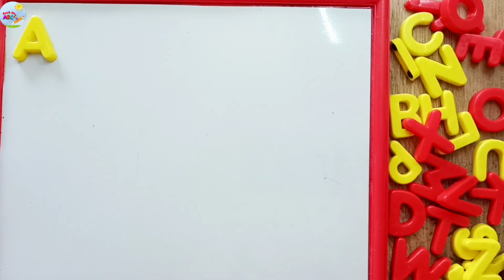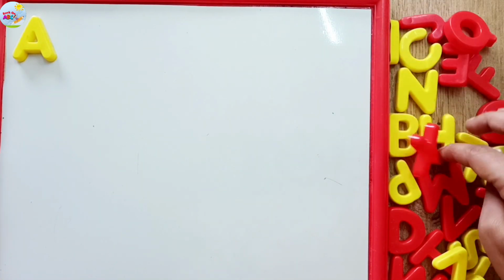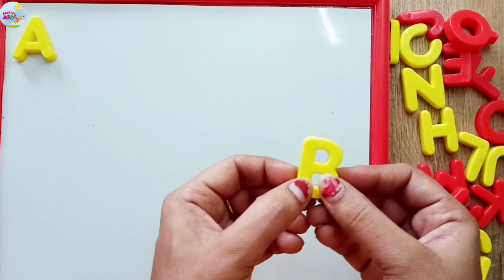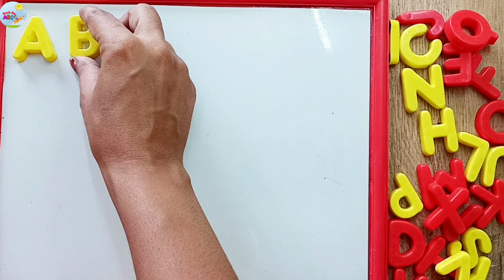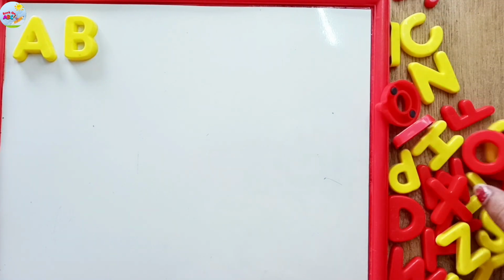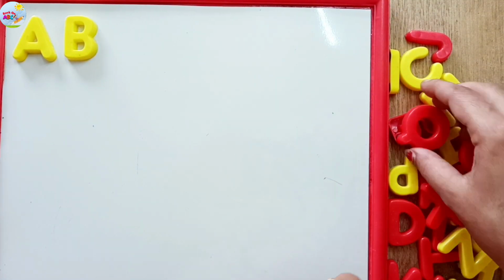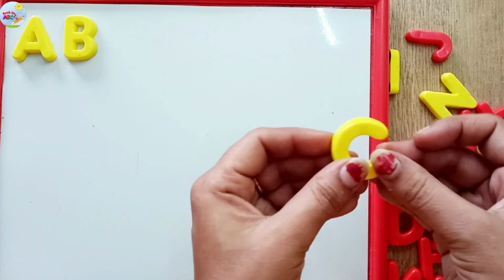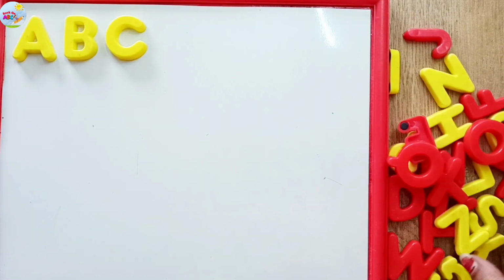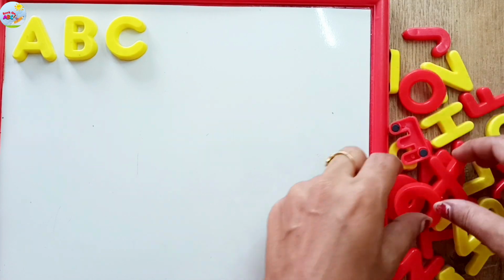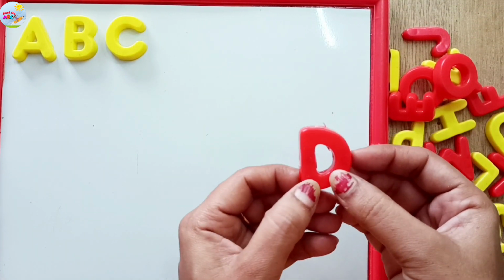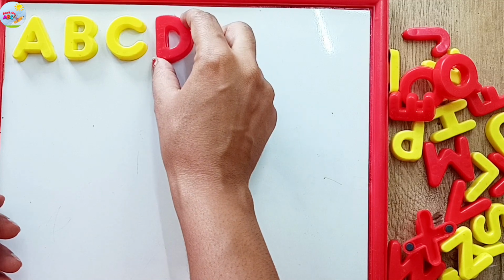Next is B. Where is B? This is B. Yellow color B. I will place B here. Now next is C. Oh, this is C. Next is D. This is D.